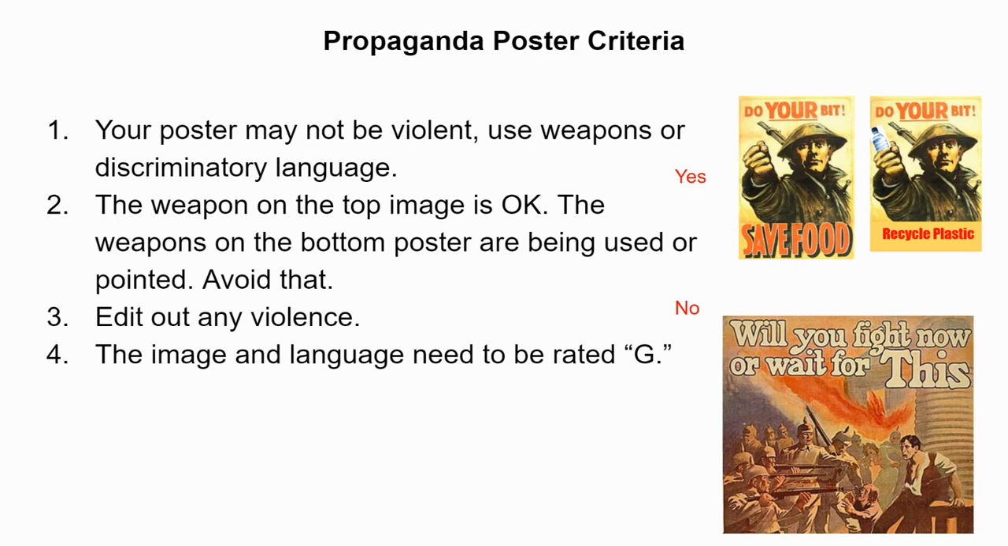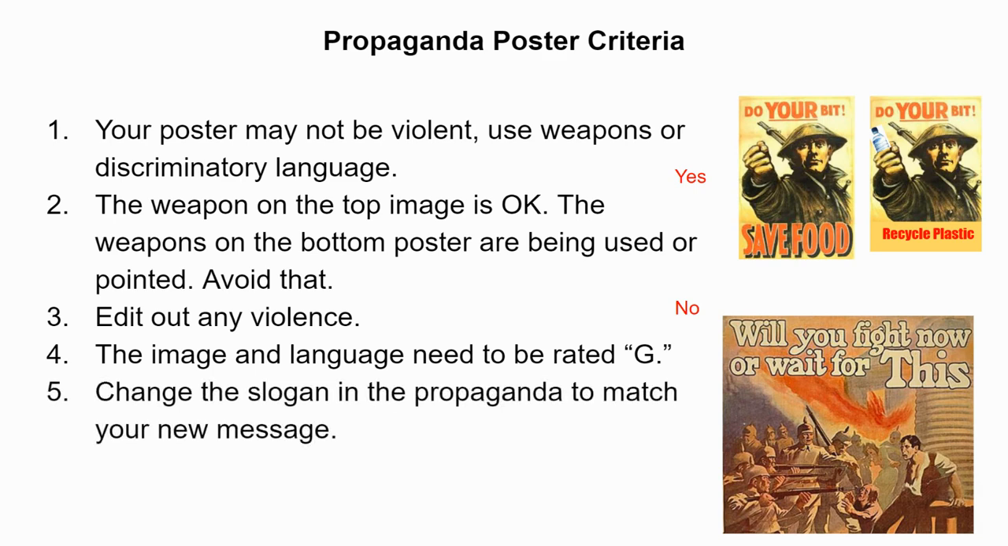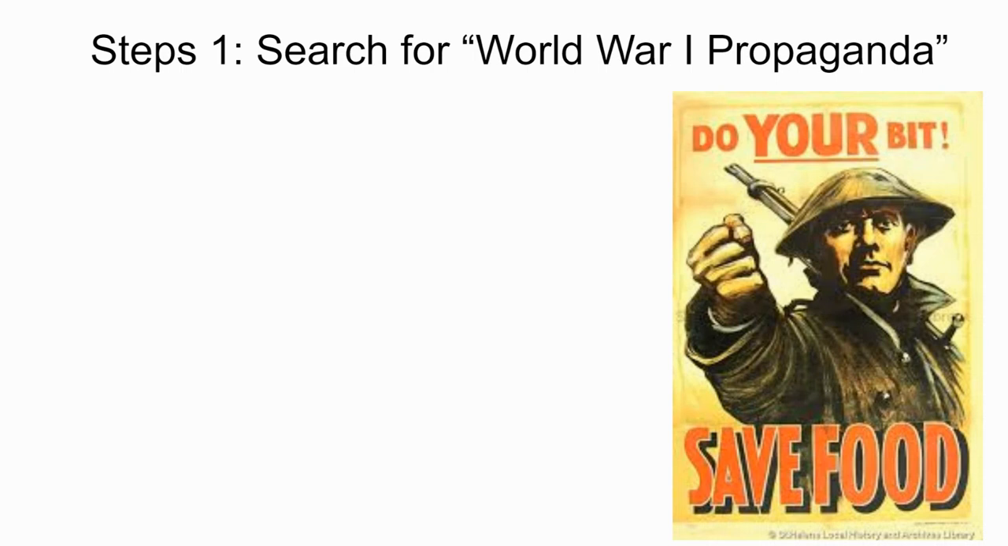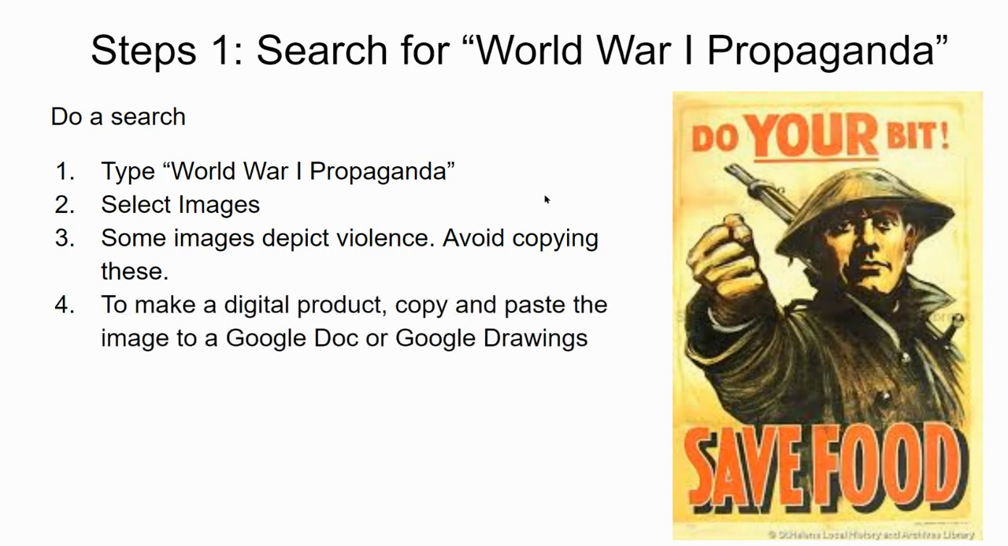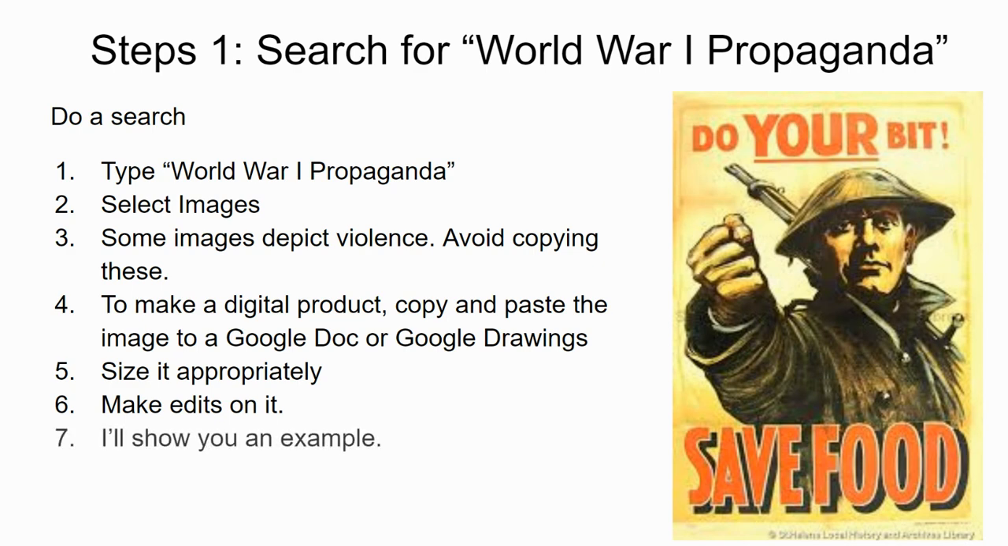The image and language need to be rated G, and change the slogan and the propaganda to match your new message. So here are steps. Search for World War I propaganda. You're going to do a search and actually type this in the search bar, World War I propaganda. Select an image. Now some images depict violence. Please avoid copying these. And then to make a digital project, you're going to copy and paste the image to a Google Doc or a Google Drawing. And then you need to size it appropriately, make appropriate edits. And I'm going to show you an example on that.